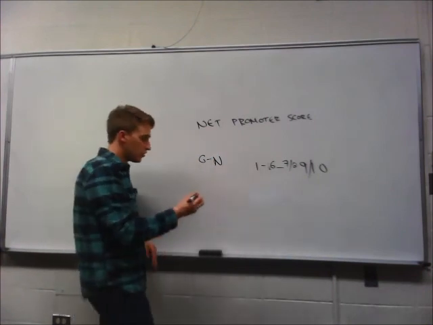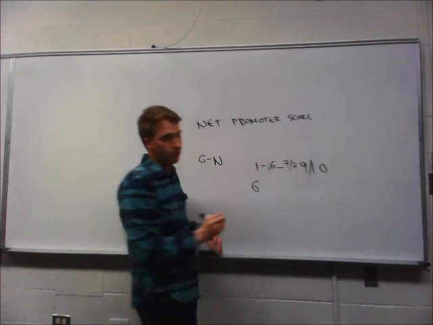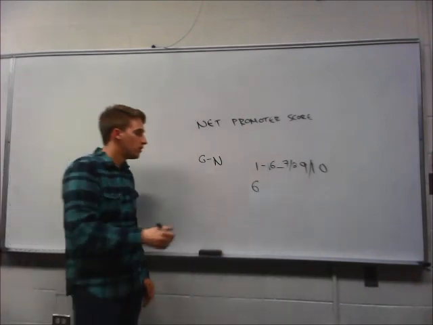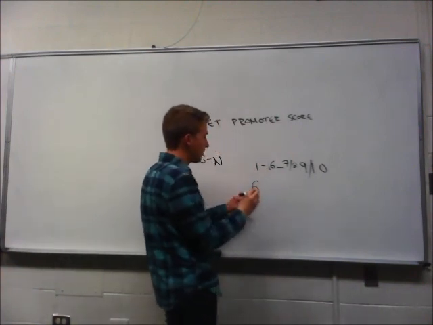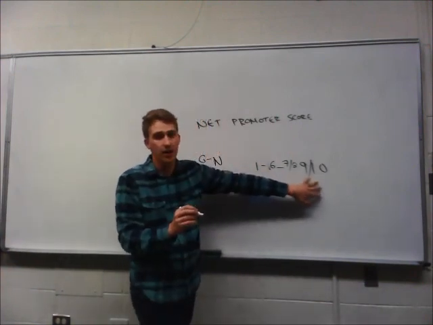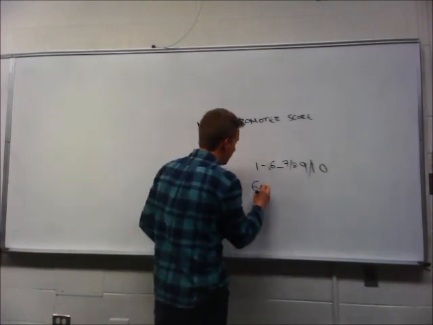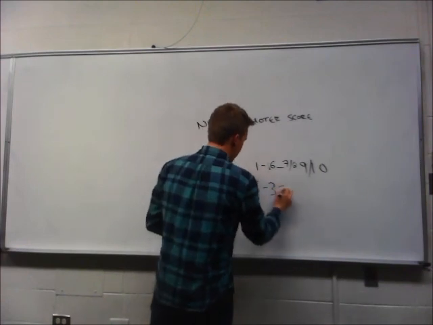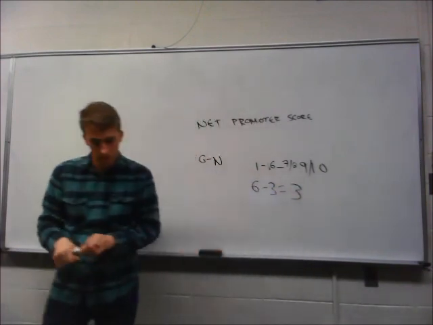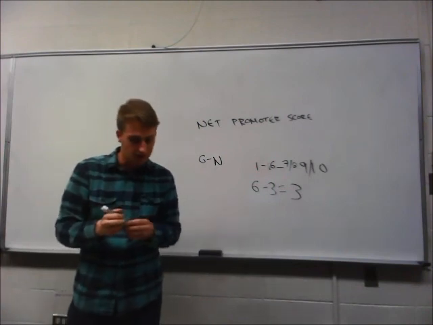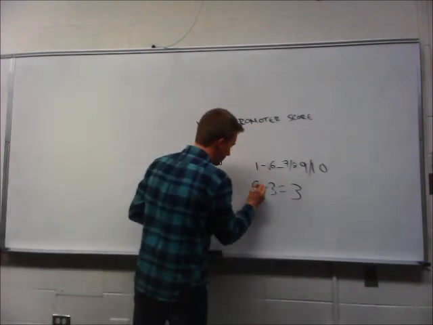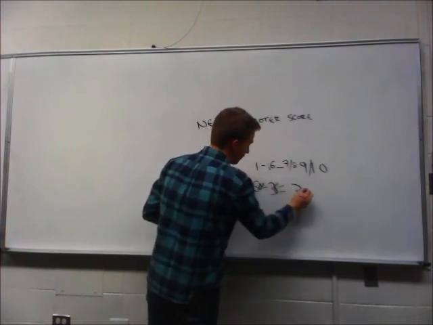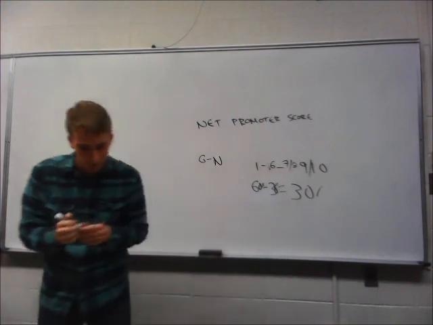detract from your product. So if you had 10 people you interviewed or surveyed, and 6 of them said they highly recommend your product, 6 of them gave it a 9 or 10, and then 3 of them said they hate your product, they gave it a 1, then your Net Promoter Score would be 3. I guess you put in a percentage. So you would actually say 60% minus 30%, and your Net Promoter Score would be 30%.